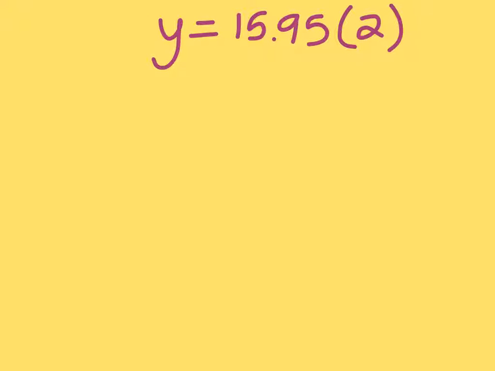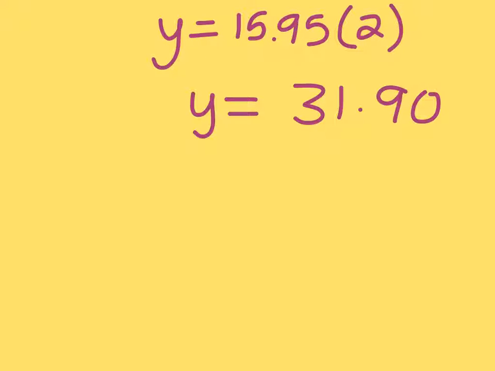What would be the total cost if we were to buy 2 tickets? Instead of x, we're going to plug in 2 tickets, and the total cost there, 15.95 times 2, should give us $31.90. So for 2 tickets, it's going to be $31.90. What about if you buy 3 tickets?